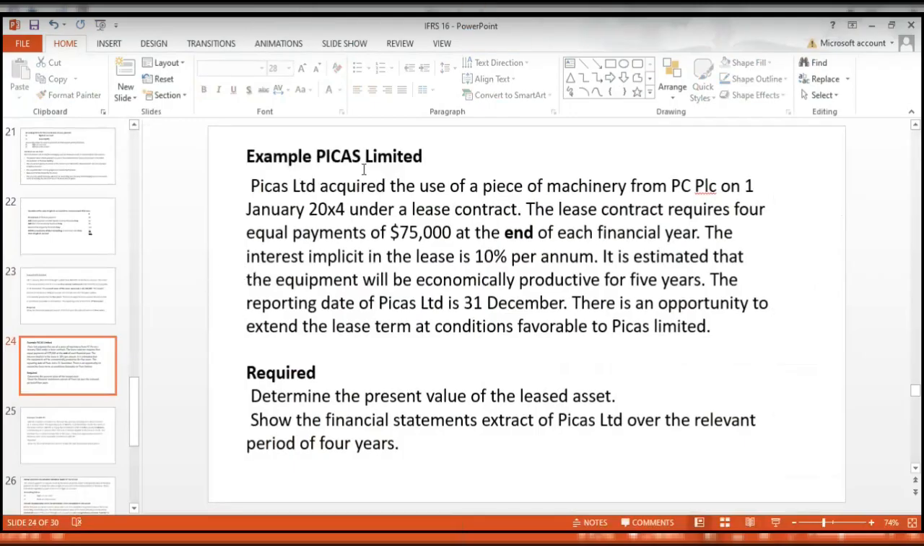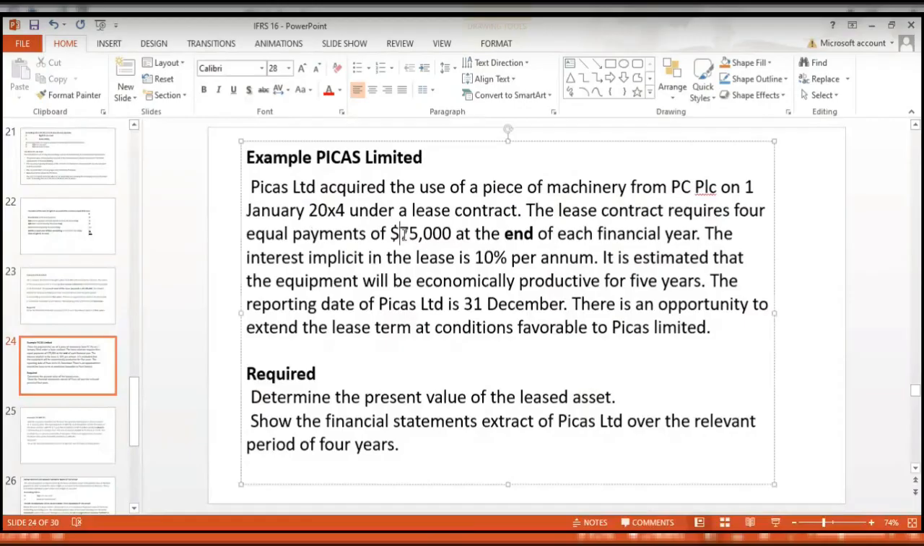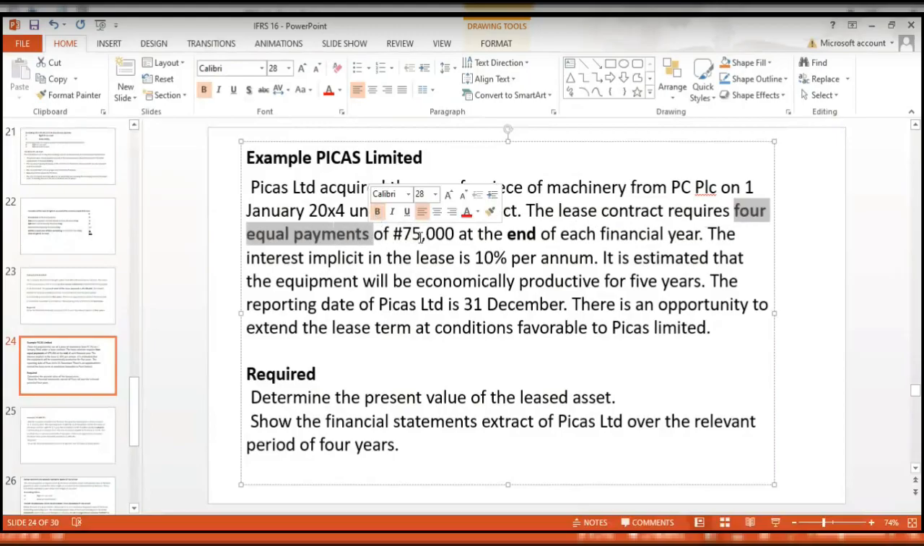So this example is talking about Ifrs Limited. Ifrs Limited acquired the use of a piece of machinery from PC PLC on 1st January 2004 under a lease contract. The lease contract requires 4 equal payments of 75,000 naira at the end of each financial year. The interest implicit in the lease is 10% per annum.